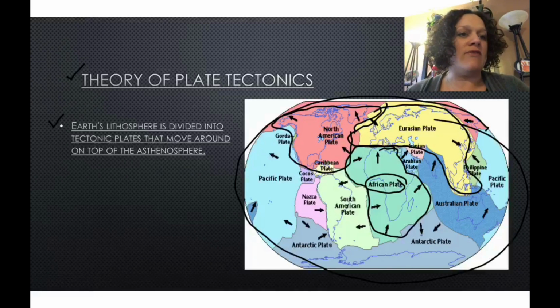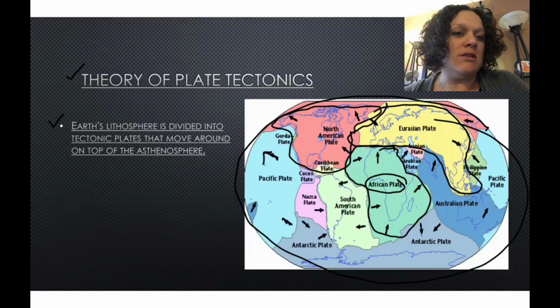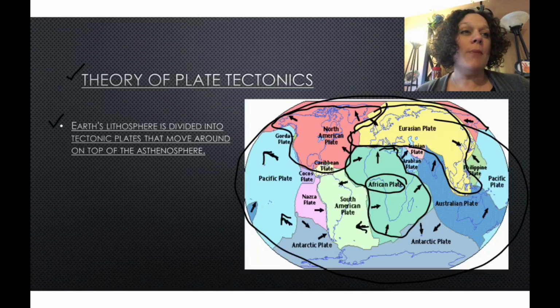So for example, here's the African plate, the South American plate, the North American plate. And then you can see where all of these are moving in certain directions, okay? They're kind of sliding around on top of that partially melted asthenosphere, which is part of the mantle.